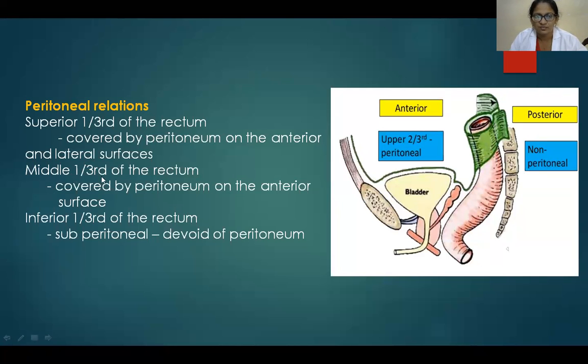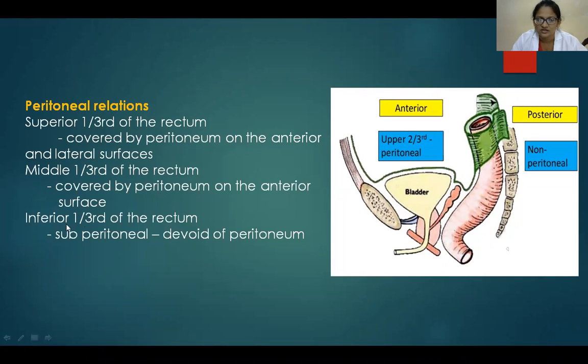Coming to the middle one third, it is covered by the peritoneum on the anterior surface of the rectum, whereas the upper or superior one third is covered on the anterior surface and also on the lateral surfaces of the rectum.